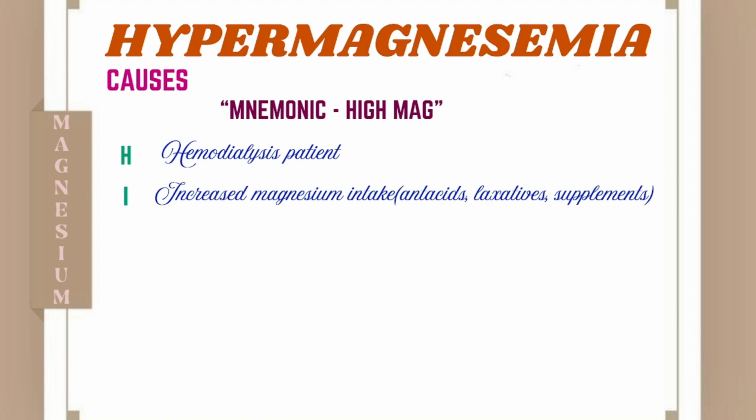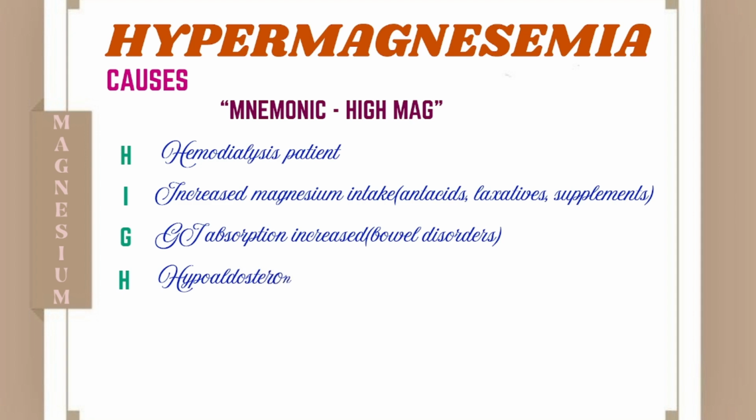If there is too much magnesium intake by the patient or by the client, that can be magnesium containing antacids or laxatives. So, if the person is taking more magnesium, there is the condition of hypermagnesemia. G stands for GI absorption increased due to any bowel disorders. If there is any bowel disorder or the bowel movement is slow, then there is increased absorption of magnesium from the intestine. Due to increased absorption, potentially there is high magnesium level in the body.